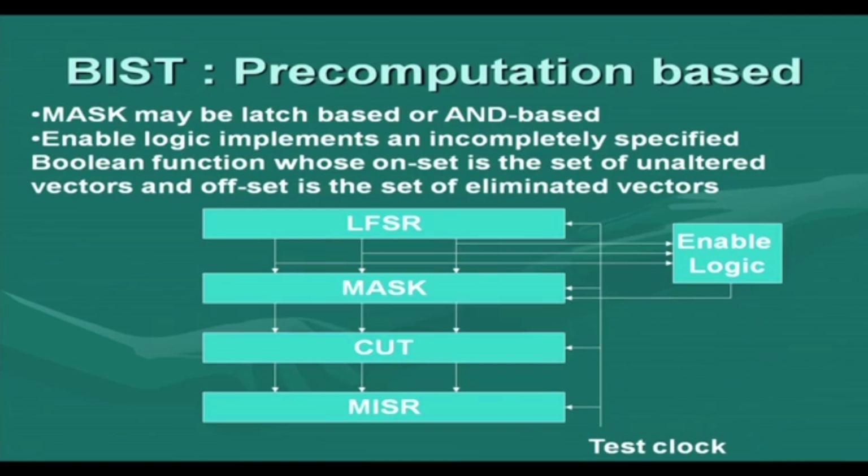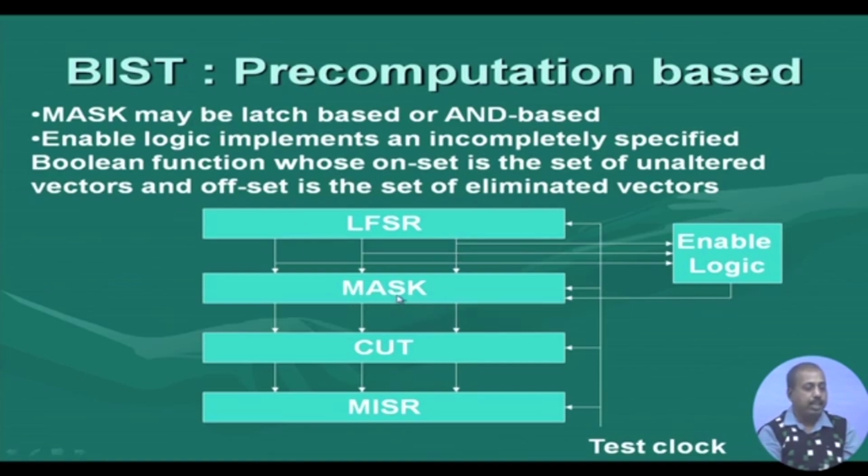Another approach is known as the pre-computation based approach. In this approach, we have the LFSR, which is continually generating patterns, but there is a mask. This mask will tell whether the pattern generated by the LFSR will go to the circuit under test or not. The enable logic that is generated will control this mask, and that will either pass this pattern to the circuit or it will not do so. So, it is similar to the filtering approach, but the mask can be a latch based mask or an AND gate based mask.